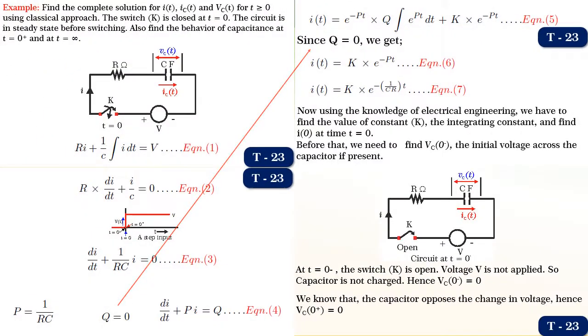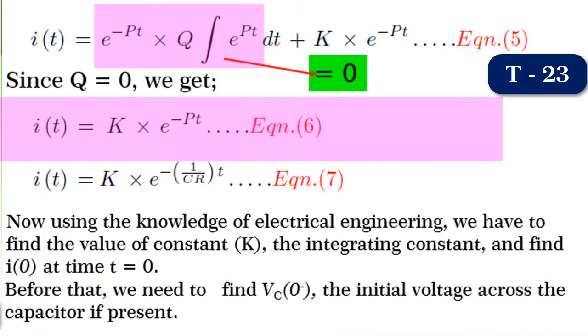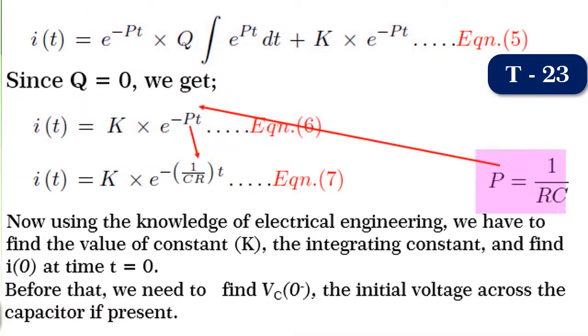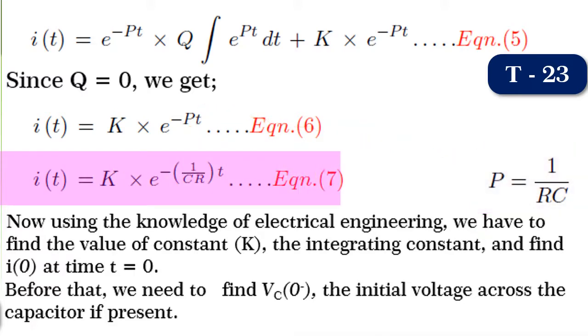Since Q is 0, we get I of t is equal to k into e to the power of minus Pt. Let it be equation 6. By substituting the value of P equal to 1 by RC, we get I of t is equal to k into e to the power of minus 1 by RC into t. Let it be equation 7.